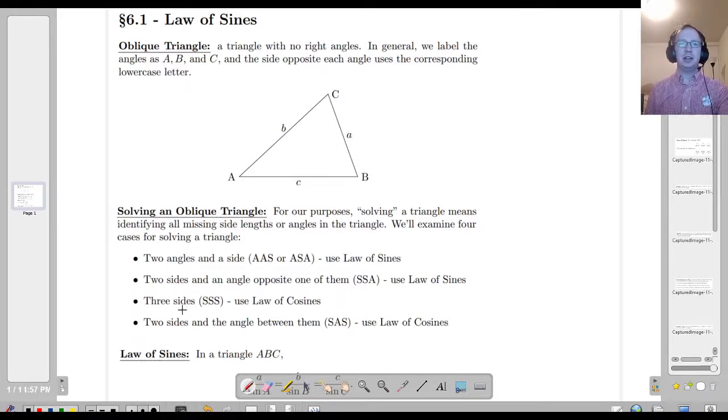And then finally, if we have all three sides, or two sides and an angle in between them, we'll learn later how to use law of cosines for that. So you don't have to worry about memorizing all of this right now. What we're going to focus on right now is just this setup right here, either angle, angle, side, or angle, side, angle. So let's go ahead and state what the law of sines is.